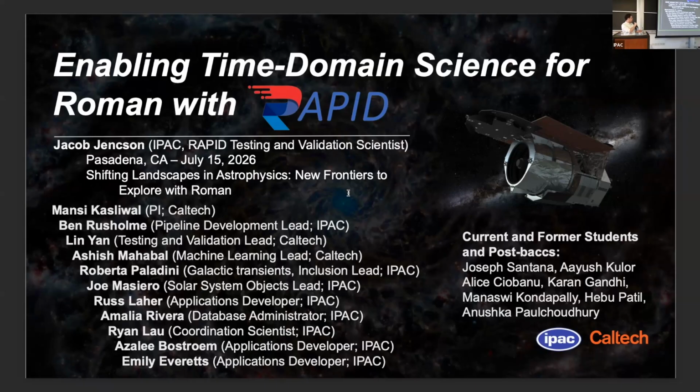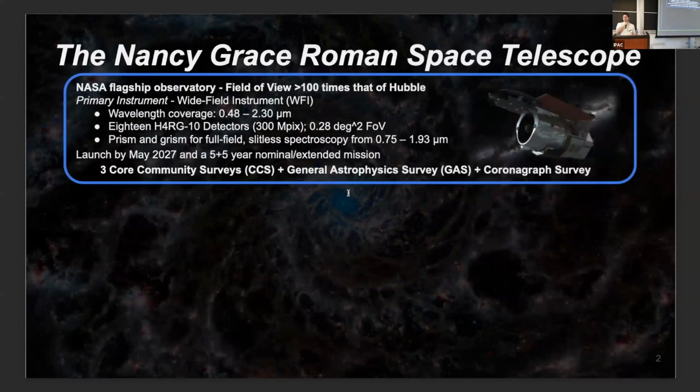So I'll be telling you again about the work we're doing to enable time domain science for Roman. I think for this particular audience, I don't need to spend a ton of time introducing the Roman mission, but of course we know it's NASA's next flagship observatory, which will have a field of view 100 times that of Hubble and be able to survey large regions of the sky even faster. So it's really a wonderful opportunity for time domain science. And of course we know as well, it's launching sooner than May 2027, which is very exciting.